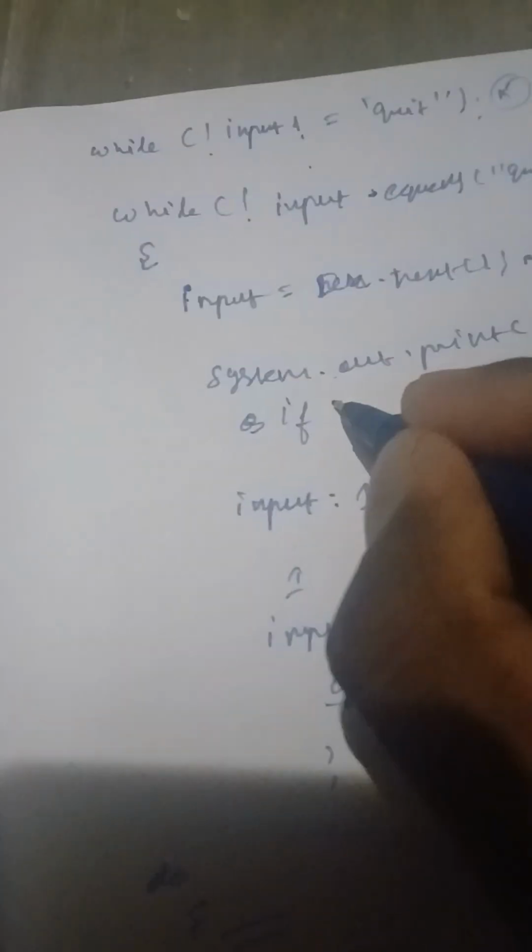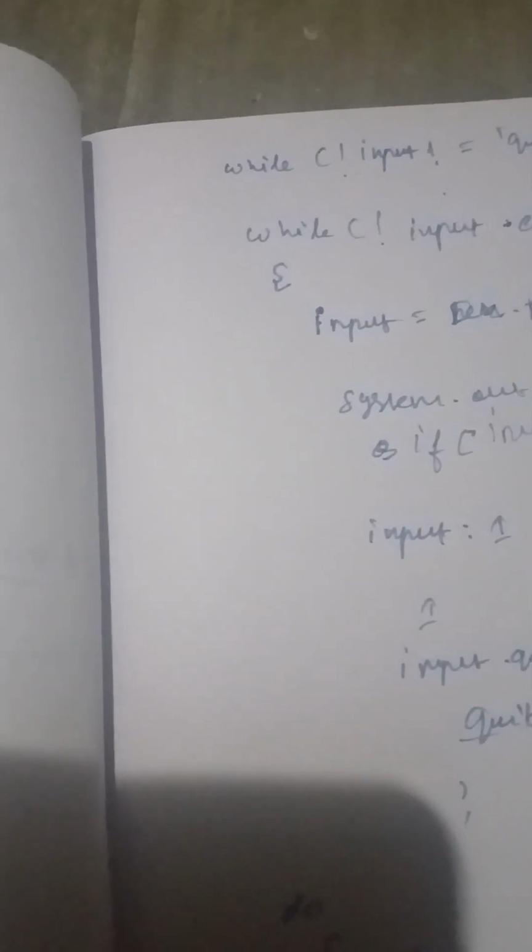So let's see an example. If the input is not printed in the console, we set the condition: if input not equals quit, let's say break. Here this does not print, and the condition will be checked by the loop, so this is not necessary. You give true. True is a keyword, it executes always. So if input equals quit, just break the statement.